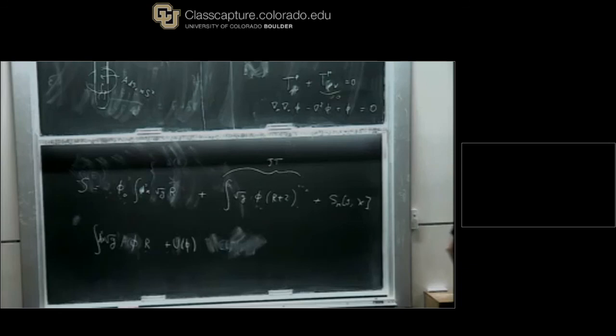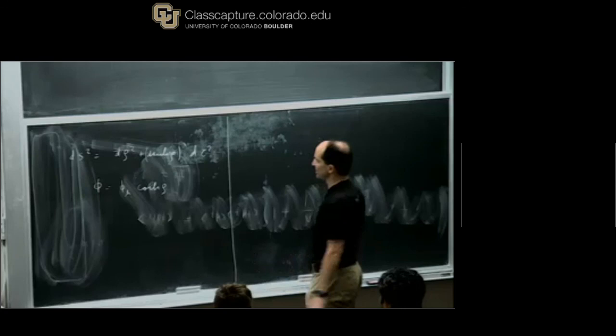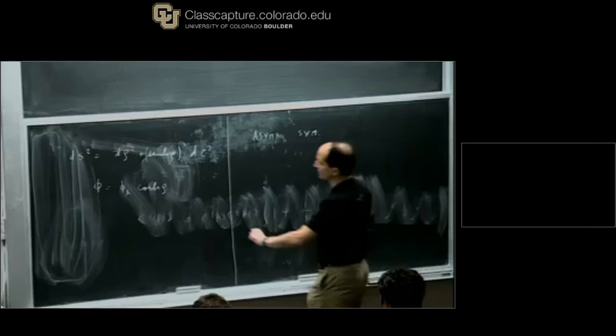Okay, so this is a straightforward analysis. Now we'll do a slightly more sophisticated analysis. We are going to ask ourselves what are the asymptotic symmetries of AdS2. Okay. And this makes some connection with other things. We'll resonate with some things.